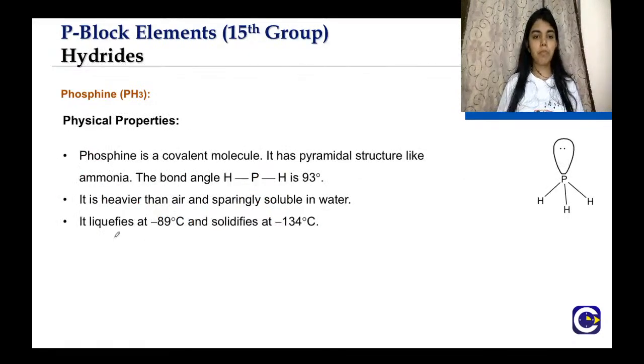Next, coming to the physical properties, phosphine is a covalent molecule, involving covalent bonding. It has a pyramidal structure like that of ammonia, and the bond angle here is 93 degrees, which we have already discussed due to Drago's rule. It is heavier than air and sparingly soluble in water, because water is a polar solvent, and ionic compounds are more soluble in water than covalent molecules. Therefore, it is sparingly soluble in water. It liquefies at minus 89 degrees Celsius and solidifies at minus 134 degrees Celsius. These things you don't have to remember; they are just information about phosphine, right?